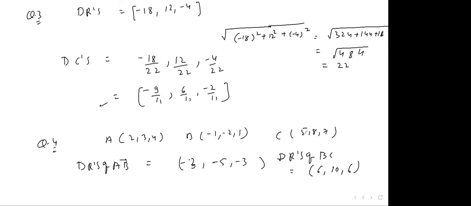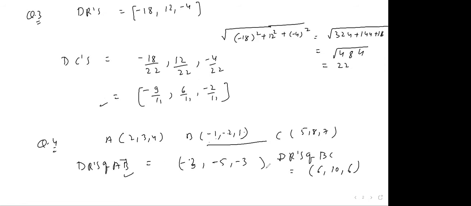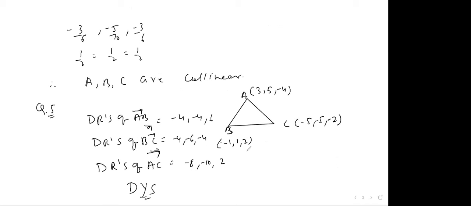And in question 4, A, B, C, 3 points are given, and we have to show that these are collinear. So what we do, we find DRs of AB. DRs of AB is B minus A: minus 1 minus 2, minus 2 minus 3, 1 plus 1, minus 4. And similarly, we found the DR of BC. And we see that they are proportional to each other. If we take the corresponding ratios, minus 3 over 6, minus 5 over 10, minus 3 over 6, they are in the same proportion. That means A, B, C are collinear.